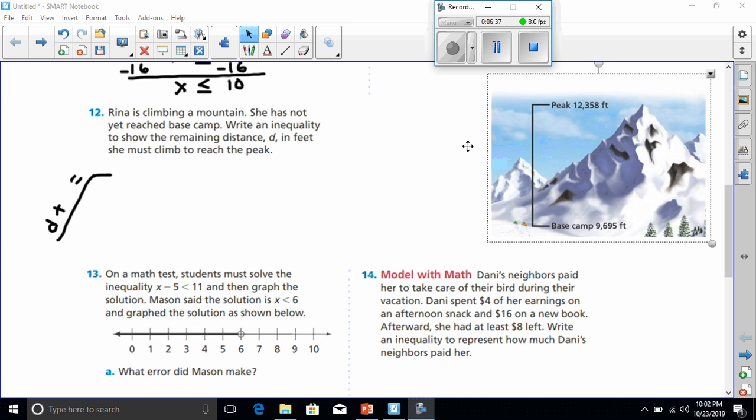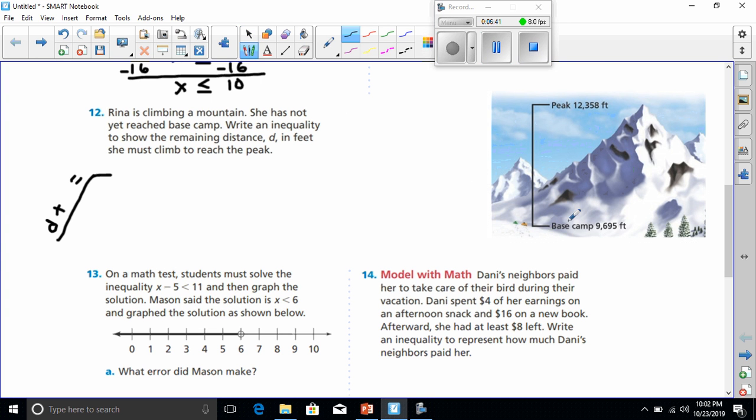And there I found it. As we can see here, the information that was missing was the base camp is at 9,695 feet. The peak is at 12,358 feet. And remember, we're trying to find out how far she's got to reach the peak.